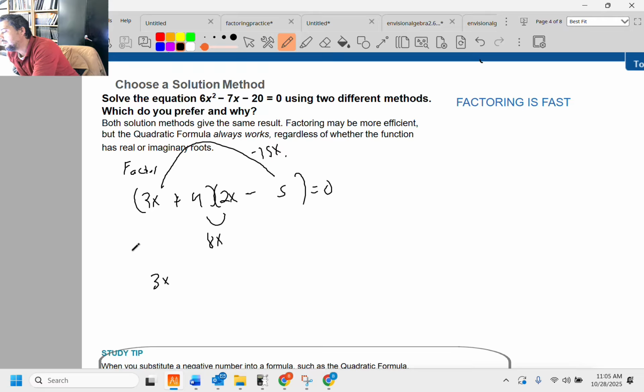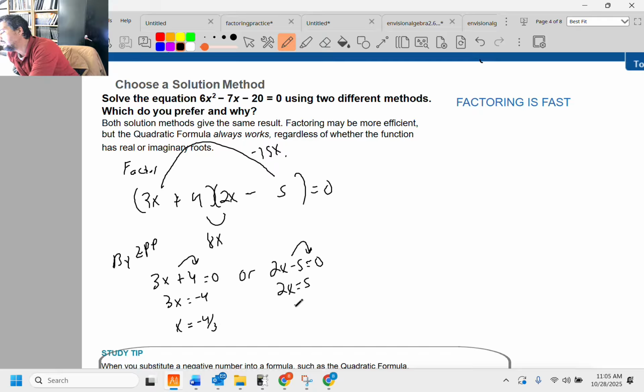And by the zero product property, the ZPP, 3x plus 4 is 0, or 2x minus 5 is 0. Subtract the 4, 3x is negative 4. Divide by 3, x is negative 4/3. Or add the 5, 2x is 5. Divide by 2, and x is 5/2. Now I kind of screwed that one up, so factoring didn't seem that fast.